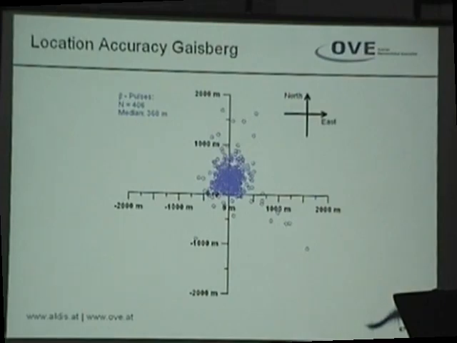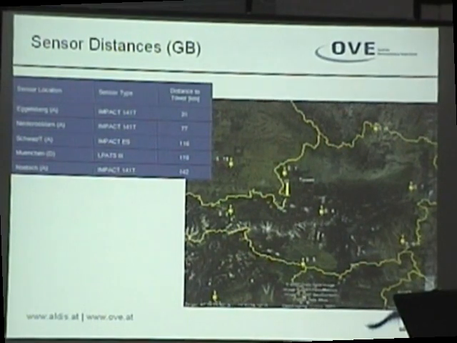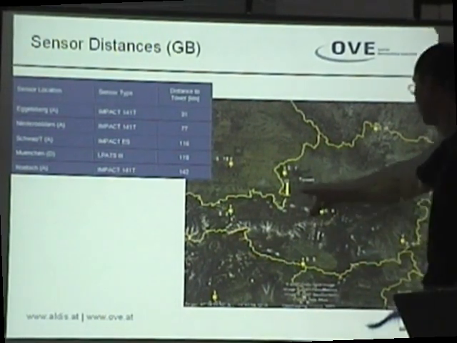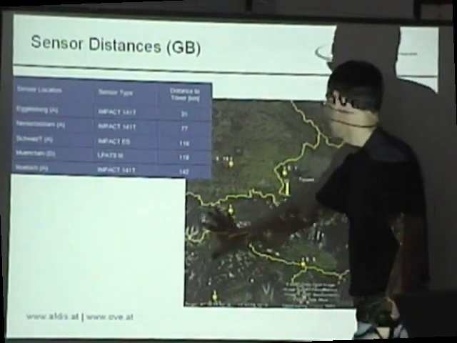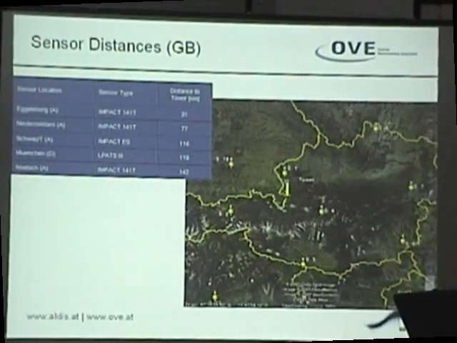Could you go to that slide, the previous one? So it's possible to see the Alps. The tower is here, the Alps are here. So it's just on the north border of the Alps.